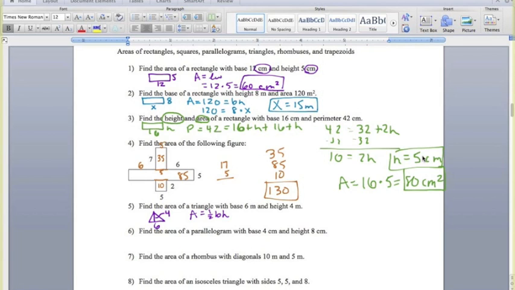Base times height is a rectangle, and a triangle is half of that, because if we put together two triangles, we could make a rectangle, or even if they don't have right angles, we could at least make a parallelogram out of it, which is also a base times height.